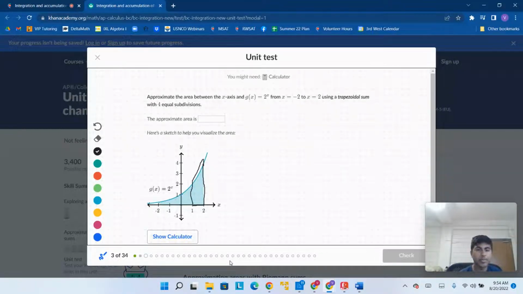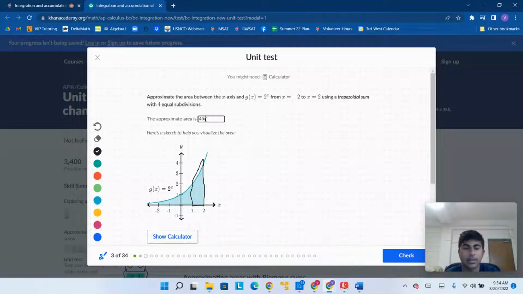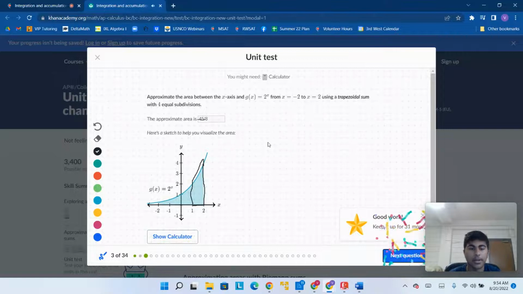G of negative 2 is 2 to the negative 2, that's 1/4, over 2 is going to be 1/8. And then you have g of 2, which is 4 over 2, which is 2. G of negative 1 is a half, plus g of 0, which is 1, plus g of 1, which is 2. And that's going to give you 5 and 5/8, which is also 45 over 8. That is our answer. And we can keep going.